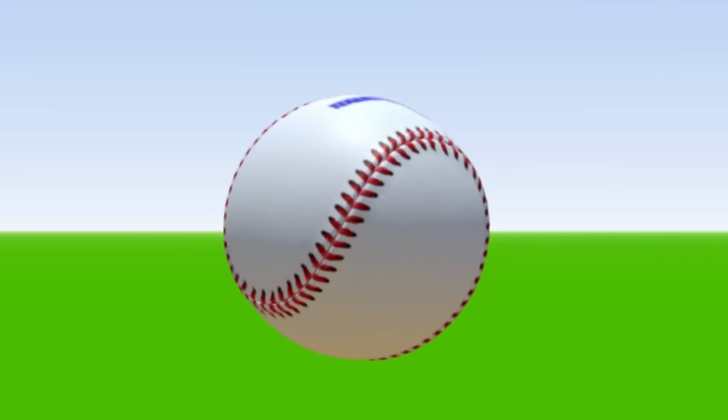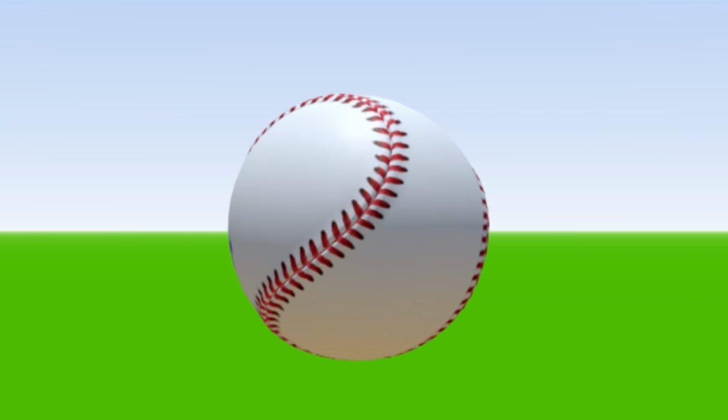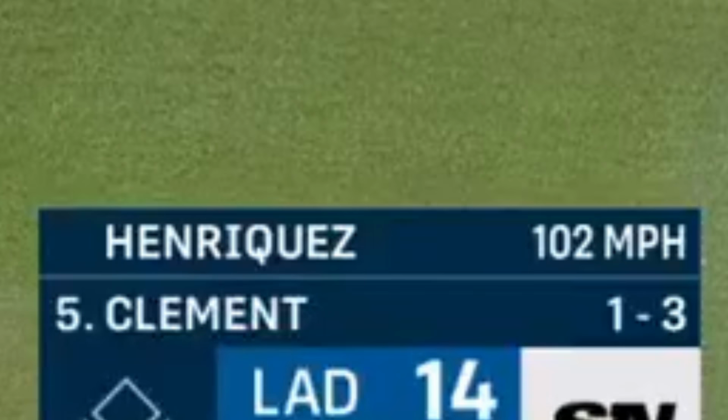Essentially, there are more seams on one side than the other side, and that creates asymmetric airflow in a way that's different than the Magnus effect. So the ball gets pulled towards one side instead of just flying straight. The sinker is a tiny bit slower than the fastball, if not the same speed. So if your fastball is around 95 miles per hour, your sinker should be no less than 92 or 93. It is a fastball after all, so it needs that velocity.